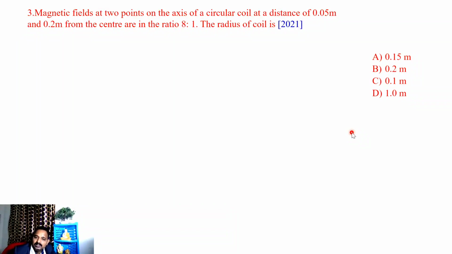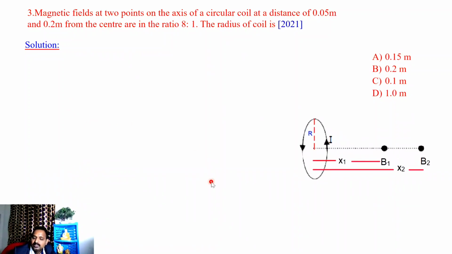Now we will observe the solution. Before that, we will check the figure. Here it is a circular coil. The first point is 0.05 meter, which I consider as x1. At a point on the axis, the strength of the magnetic field is B1, at a distance x1, that is 0.05 meter. And the second point is at a distance 0.2 meter, that is x2, at which the strength of the magnetic field is B2. Here B1 to B2 is given as 8:1. So we have to calculate the radius of this circular loop. Now we will do the solution.